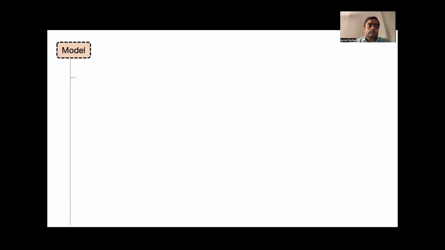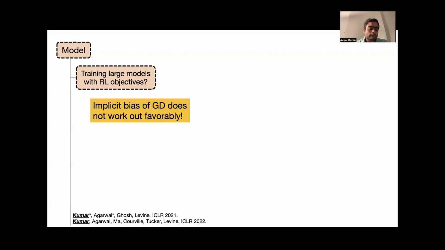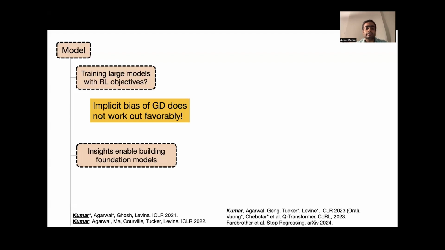On the model side, it turns out that scaling up model size in the context of RL is not so trivial, because RL fundamentally presents a very different kind of learning objective than supervised learning. Some of the work that we've done shows that the conventionally believed factors that make supervised learning scale really well, such as implicit regularization of gradient descent, may not play a similar supportive role in scaling up model size for reinforcement learning. So we have done some theoretical work to characterize this and use those theoretical insights to build better ways of training foundation models or large-scale models with reinforcement learning.